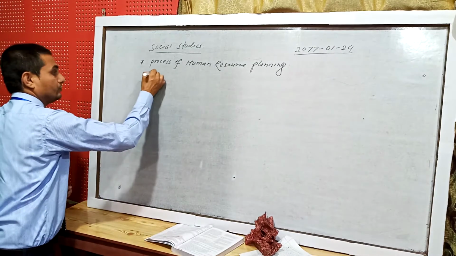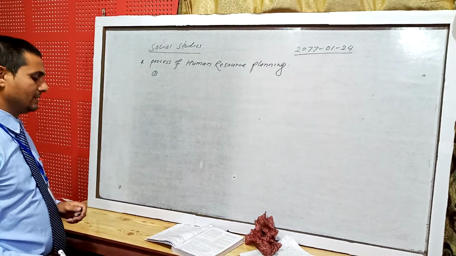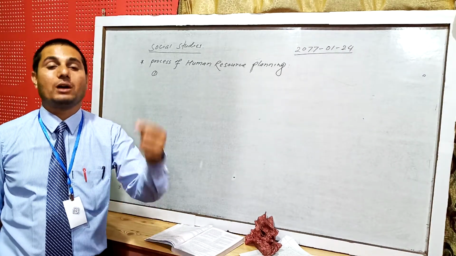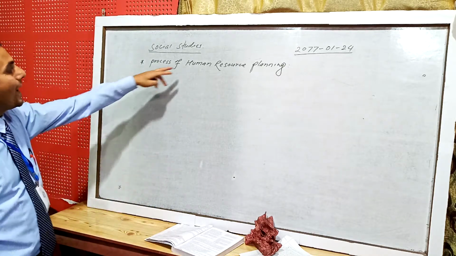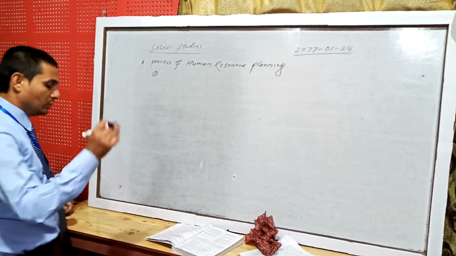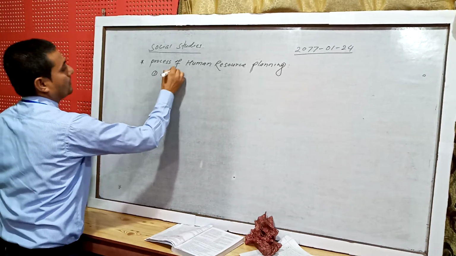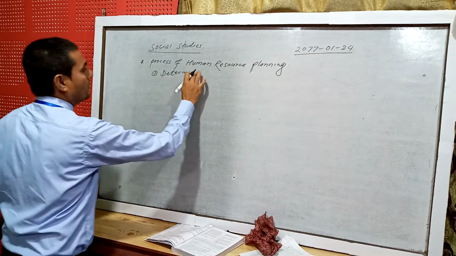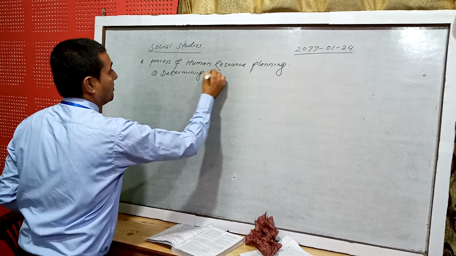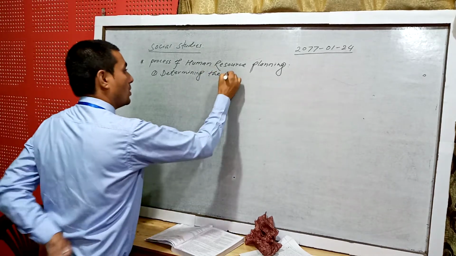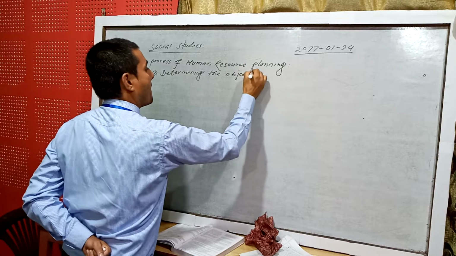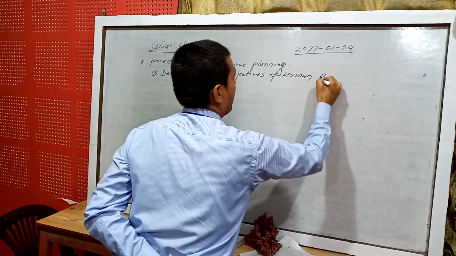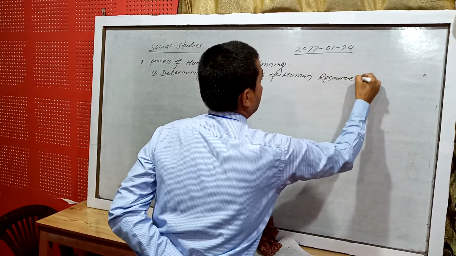Number first process of human resource planning means before doing something else, we need to determine some aim and objectives of the program. So while planning for the human resource, we need to determine the objective of human resource.